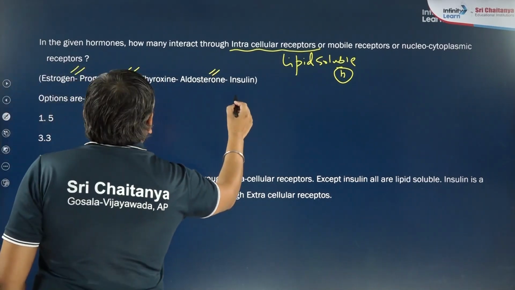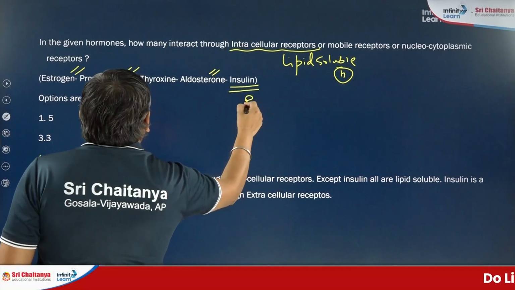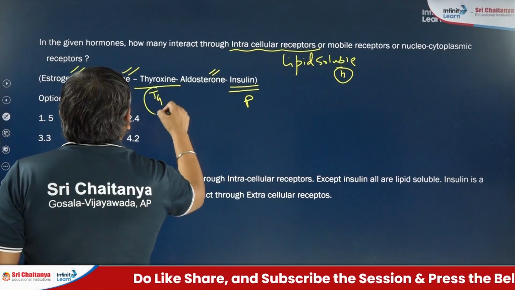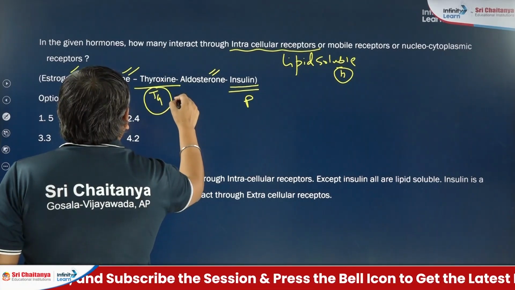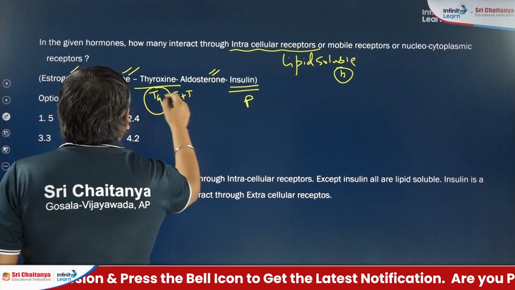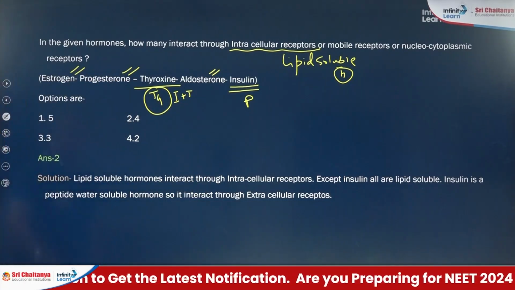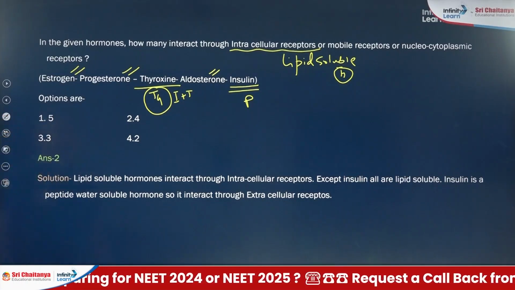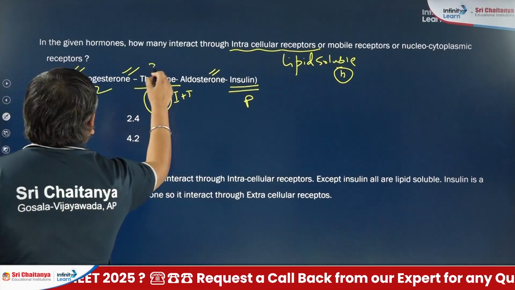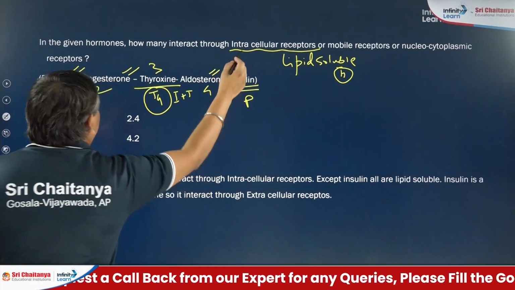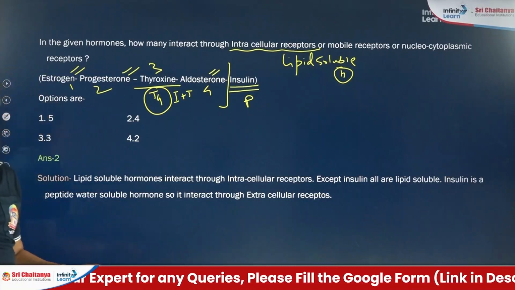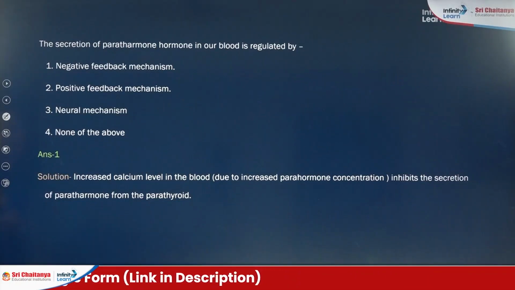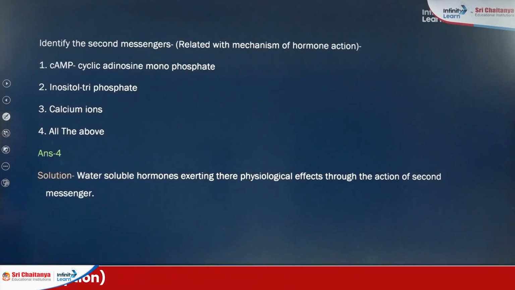Insulin, what is the answer? Insulin is a protein hormone. Thyroxine means T4, tetraiodothyronine, that is thyroxine, made up of iodine plus tyrosine, an iodothyronine. So just see, except insulin, all are lipid soluble hormones. So how many? 1, 2, 3 and 4 will work through the intracellular receptor and one will work through the extracellular. So this is the way of questions that you have to remember for the exam.